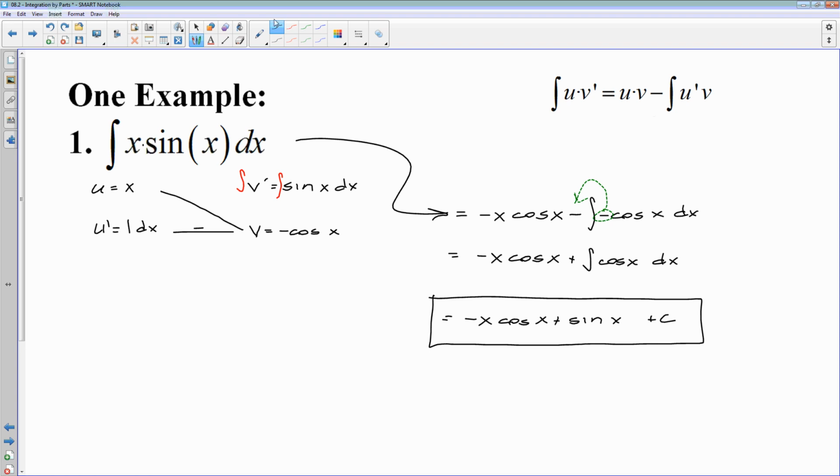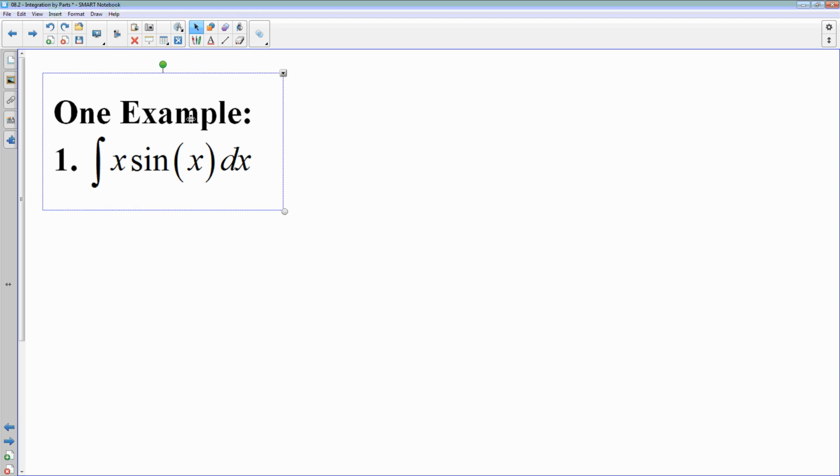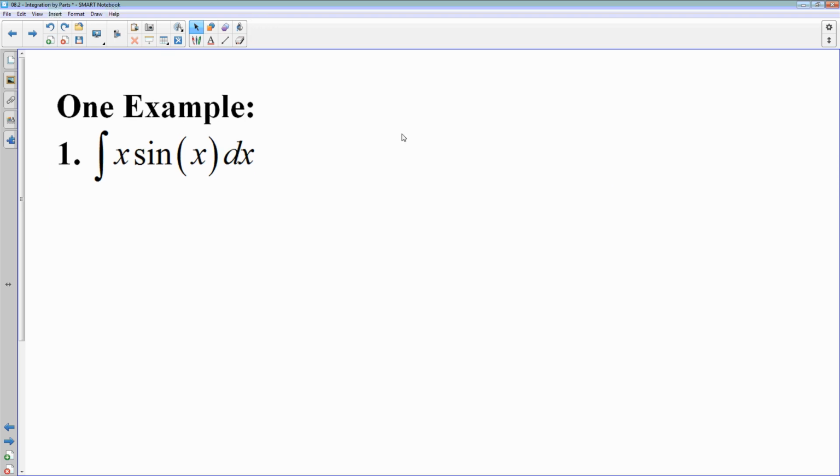Now this problem, I want to show you what happens real quick. I'm not going to spend a whole lot of time on this. What happens if you choose the wrong thing for u and v prime? So let me copy that. And let's see what happens when I choose the wrong thing for u and v prime. Let's say that I picked sine x to be u, and I picked x and the dx to be my v prime.